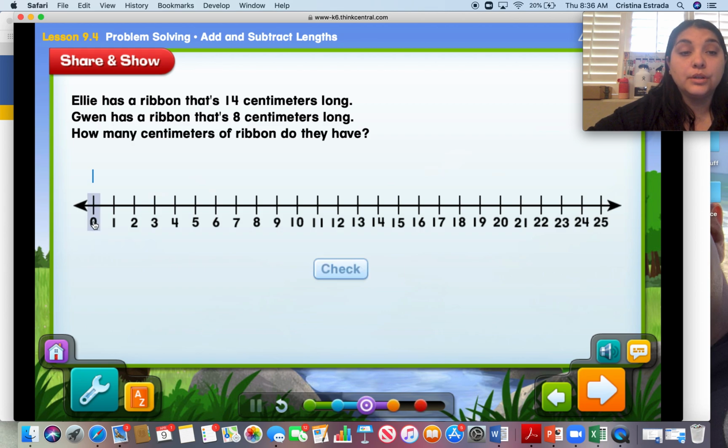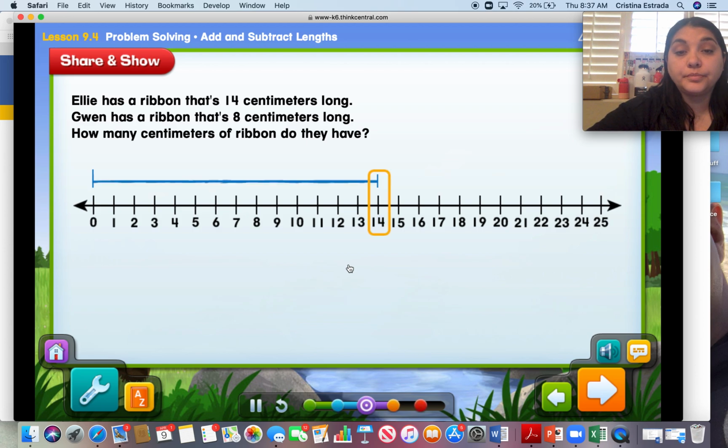So that's what I would do. I'd go 1, 2, 3, 4, 5, 6, 7, 8, 9, 10, 11, 12, 13, 14. So I'll click right here and then I'll check my work. That's right. The 14 centimeter mark shows the length of Ellie's string. Now you need to add Gwen's 8 centimeters of ribbon to Ellie's 14. Show the number on the number line where Gwen's ribbon ends.